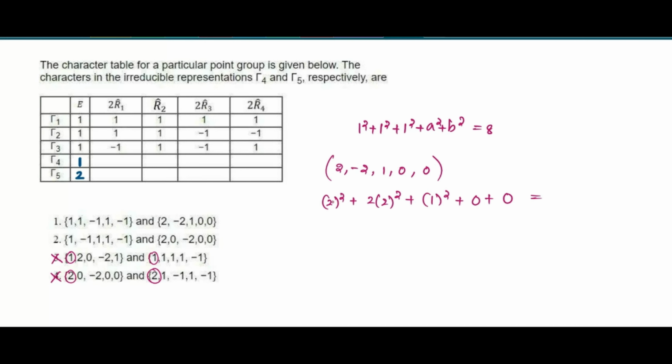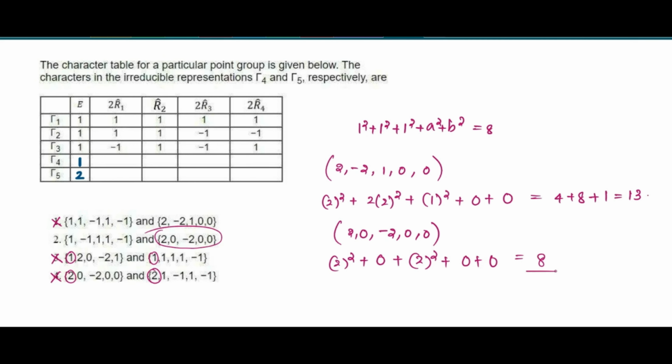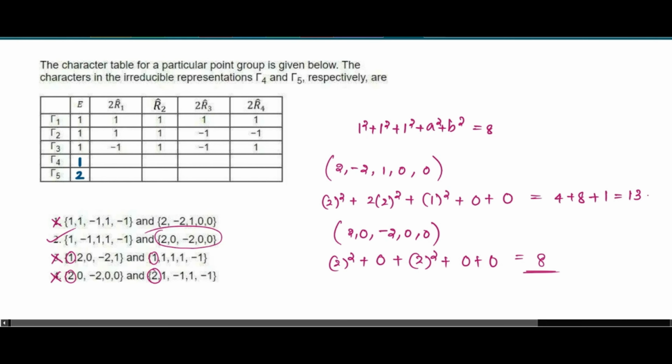So 2 square is 4. It became too much, right? 4 plus 8 plus 1, you are going to get 13. Okay? So it's not this one. Let's check this one. You have 2, 0, minus 2, 0, 0. So 2 square plus 0 plus 2 square plus 0 plus 0, you're going to get 8, which is the order. The correct one is option.